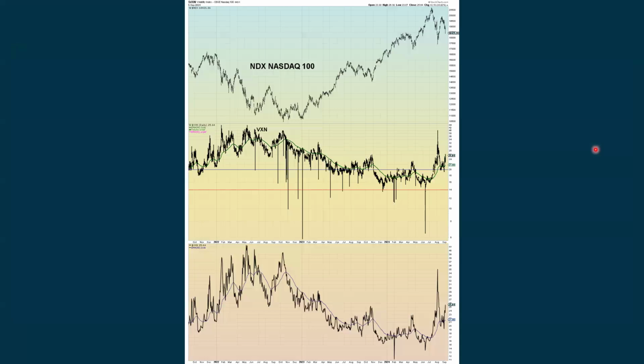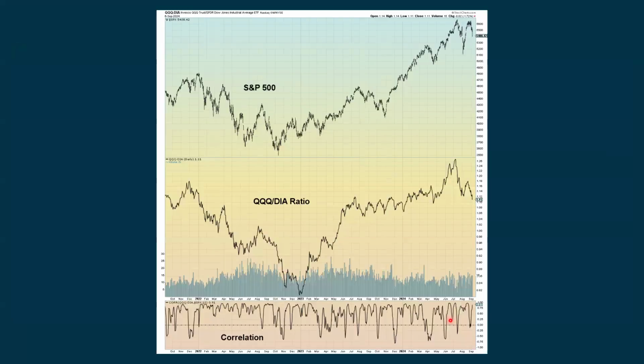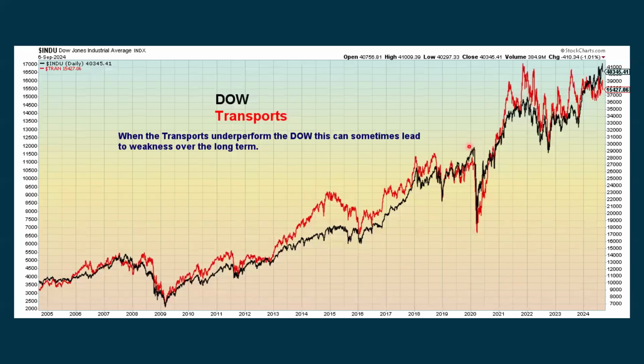Then a broad market measure where we use the VIX to look at the volatility of the S&P. The VXN measures the volatility of the NASDAQ 100, and that's been going up too as the NASDAQ 100 has been under pressure. Then we have the S&P on top, and then a ratio between the QQQs, which is the NASDAQ 100, and the diamonds, which is the Dow. And then we look at the correlation between them, and they're having a pretty strong correlated relationship as the market's seeing more broad-based declines right now.